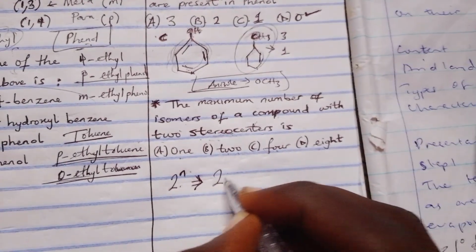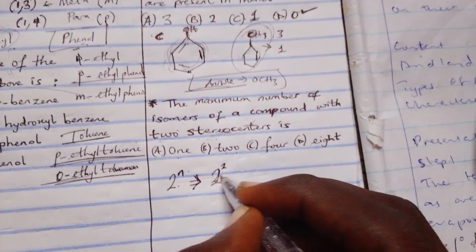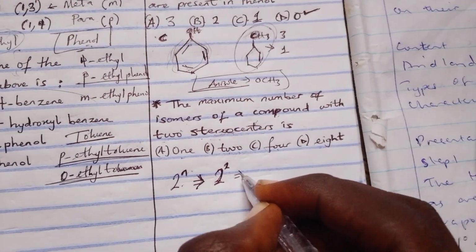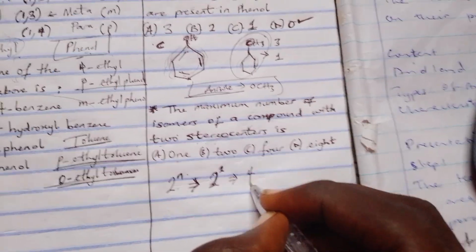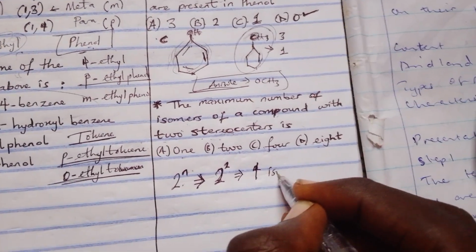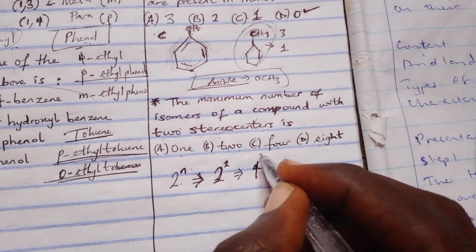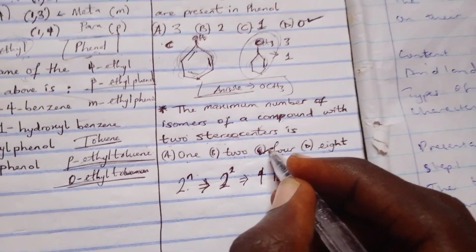Let's say what? 2 raised to power 2. So from here we have 2 raised to power 2, and that is 4 isomers, making option C the correct answer.